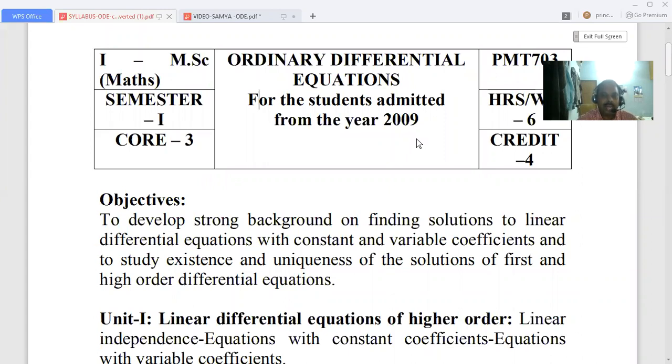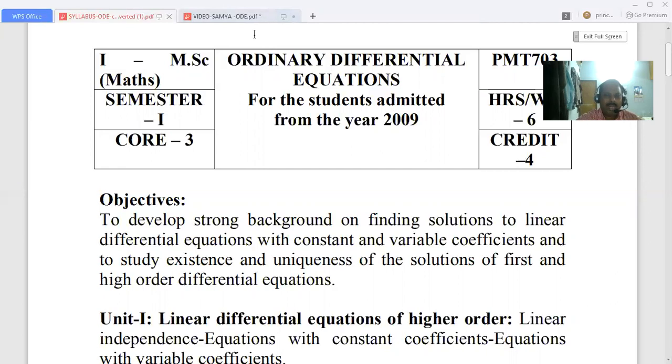My name is T. Henson. I am working as assistant professor in the Department of Mathematics, St. Joseph's College of Arts and Science, Manchakuppam, Kadalur. I am going to teach the subject Ordinary Differential Equations for First MSc Mathematics. Subject code is PMT703. Semester 1.